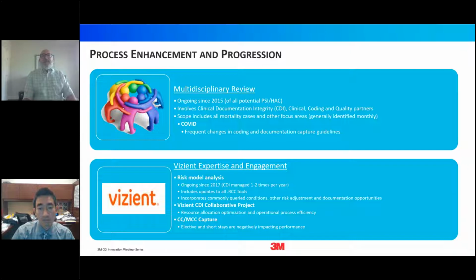And we also have focus reviews that we do periodically. I think we're in the middle of doing a sepsis focus review. We've done some orthopedic focus reviews, and we generally look at them on a monthly basis. We've done a COVID focus review. And then sometimes when there are documentation or coding capture guidelines, we'll do focus reviews to make sure that we're keeping those at the forefront.